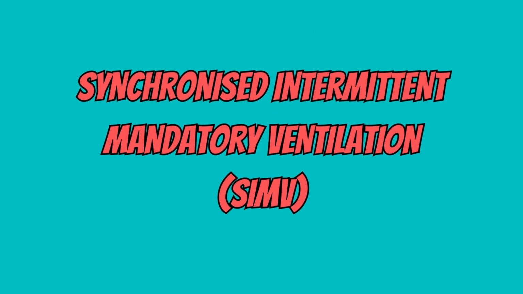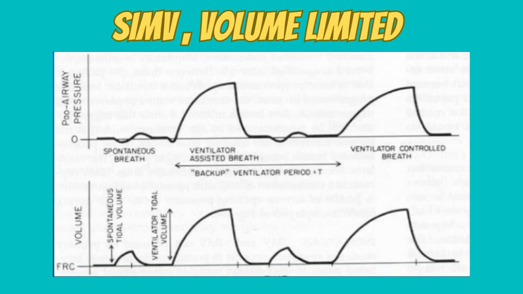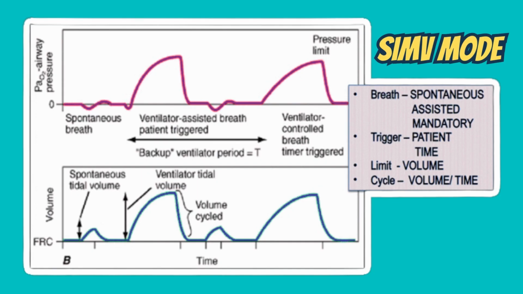Synchronized intermittent mandatory ventilation, SIMV mode. SIMV mode is same as ACMV mode, only respiratory rate is fixed by operator, so that beyond set respiratory rate, patient respiratory efforts are unassisted. SIMV mode is volume cycled, meaning inspiratory phase ends when a preset volume is delivered by the ventilator. Inspiratory volume is an independent variable because it is set by the operator and does not vary between breaths. Patient is allowed to breathe spontaneously, that is, without ventilator assist, between delivered ventilatory breaths. And mandatory breaths are delivered in synchrony with patient's inspiratory efforts.